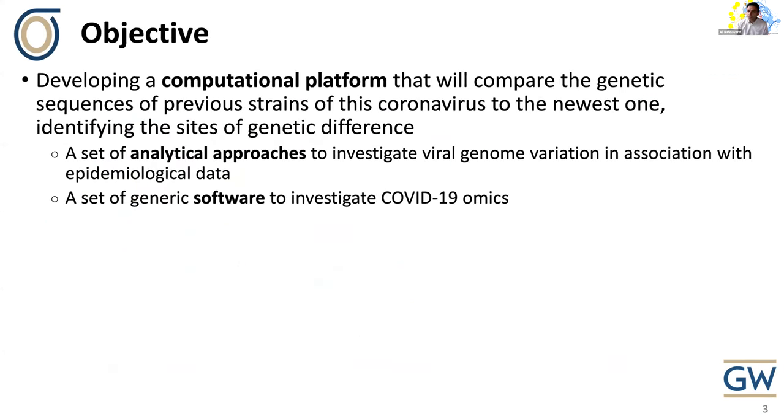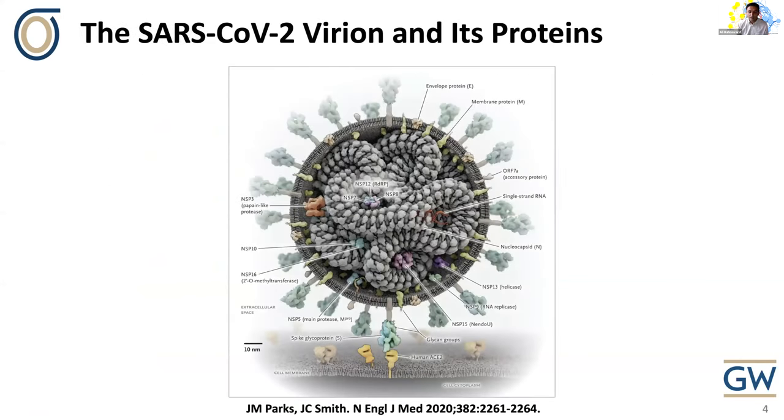The objective of our NSF proposal was to develop a computational platform that includes two sets of analytical approaches and software to investigate COVID-19 related omics data. As you've seen earlier in the different presentations, the main source of this pandemic is the virus, and we are focusing on the genome of the virus as a resource to investigate how the virus behaves and if there are specific proteins or regions in the genome of the virus that we need to target for vaccine development.